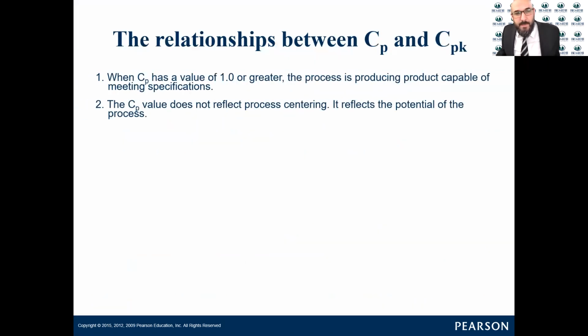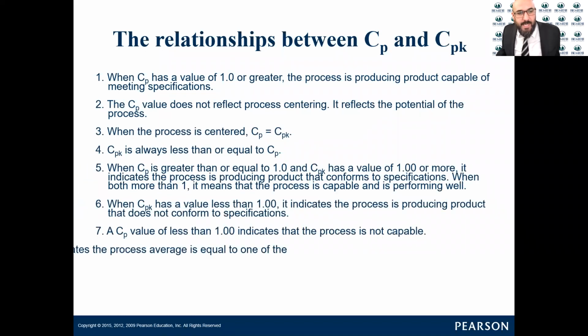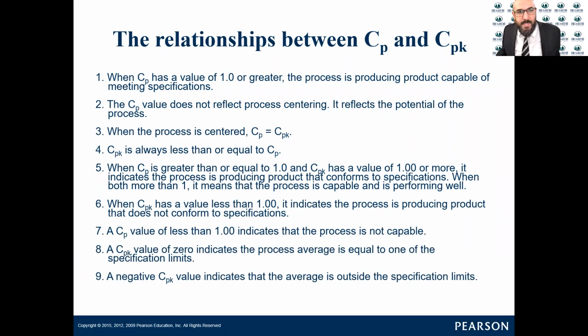All right, the relationship, this is one of the last slides. Let's take a look at the relation between CP and CPK. When CP has a value of 1 or greater, the process is producing product capable of meeting specification. So if the CP is higher than 1, then the process is capable. The CP value does not reflect the process centering. We don't know if the process is centered or not. It reflects the potential of the process. The process is centered when the CP equals the CPK. So we do the calculation for CP and the CPK. If these two values are equal, then the process is centered.